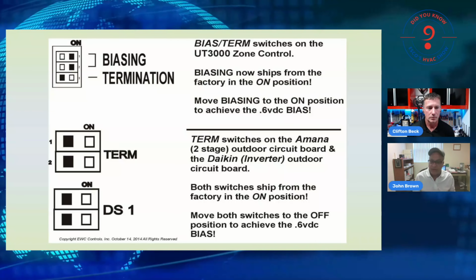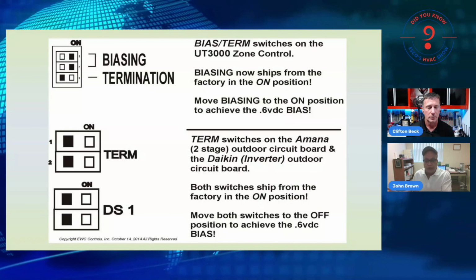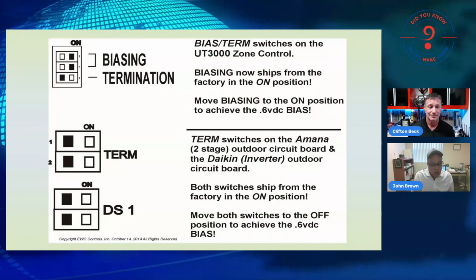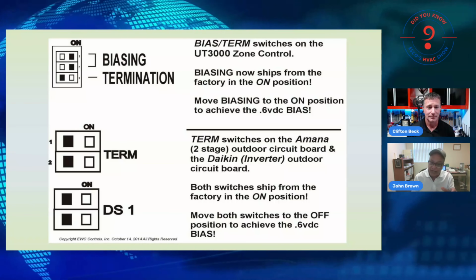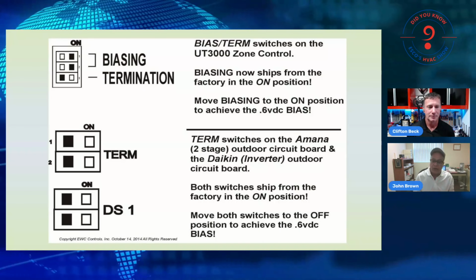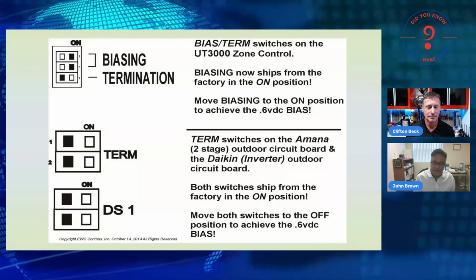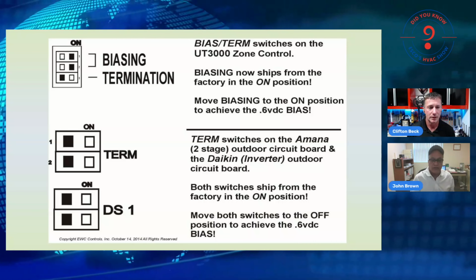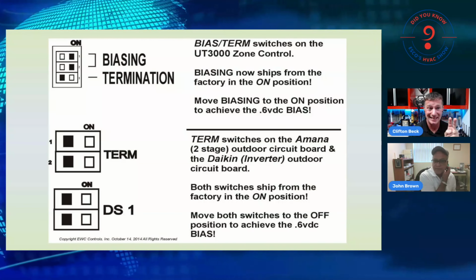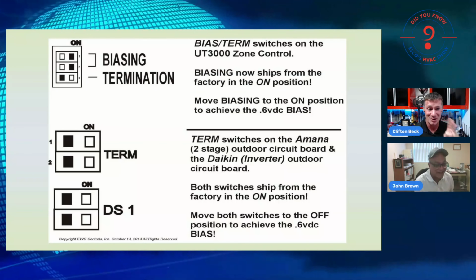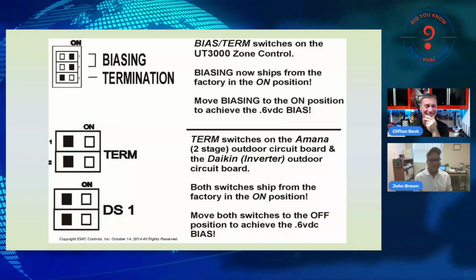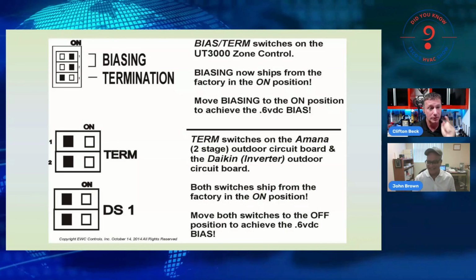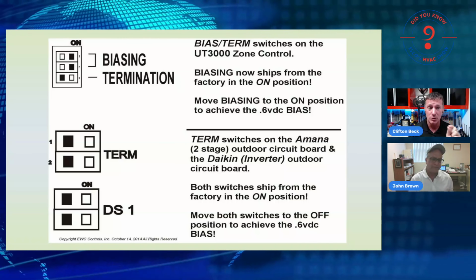Now, if you don't have the zone controller, then you stabilize the network by going to the outdoor unit and finding the term dip switches. On the 2-stage Daikin Amana equipment, and on the cube inverter and the fit inverter, they're designated DS1. Not to be confused with DS2, which is emergency mode. No, we don't want to move DS2. I might have found that a few times. And DS1, please. Good to note that DS1 is not in the most accessible location.